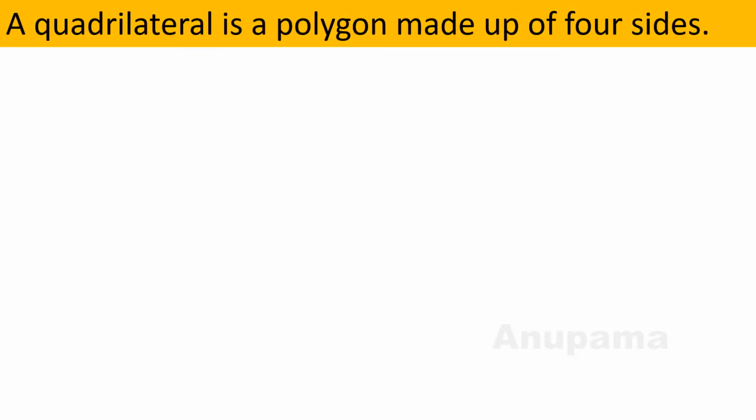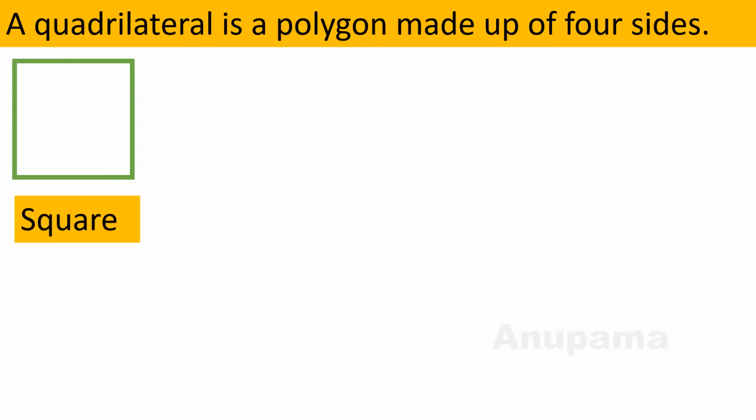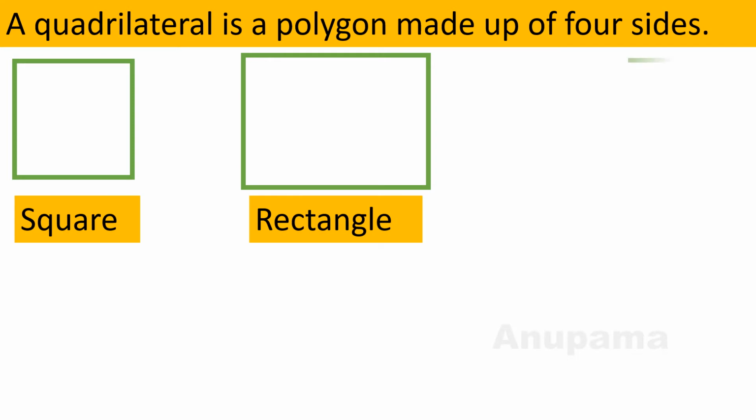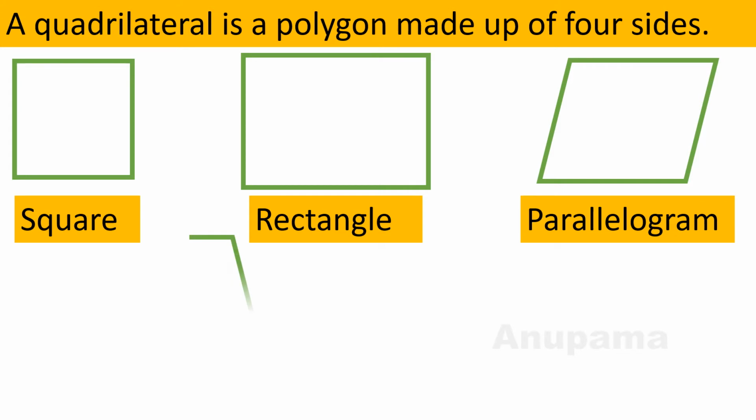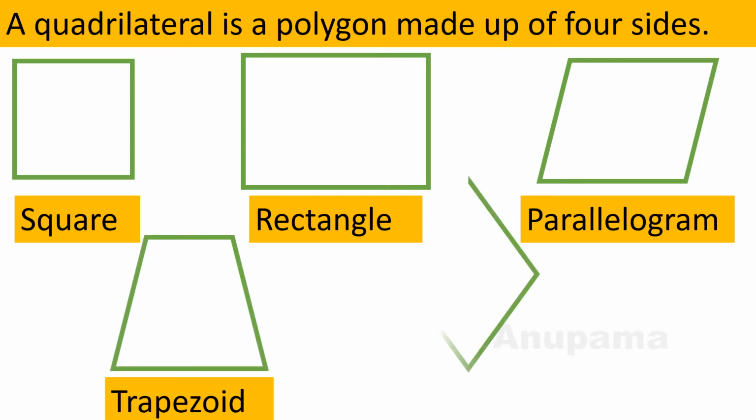Today's topic is quadrilateral. A quadrilateral is a polygon made up of four sides. Just see here, this is a square. It is also a quadrilateral. It is a rectangle, a quadrilateral. It is a parallelogram. It is a trapezoid. And it is a rhombus. These are some examples of quadrilaterals.